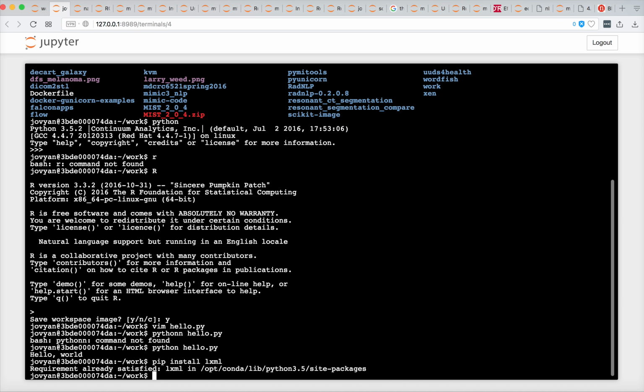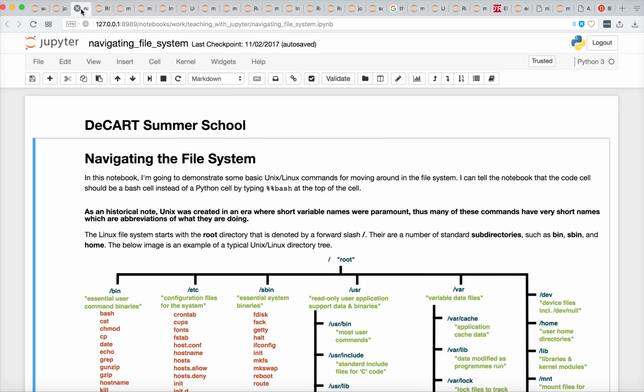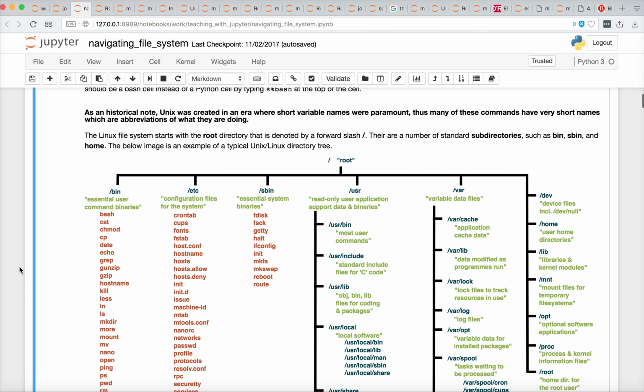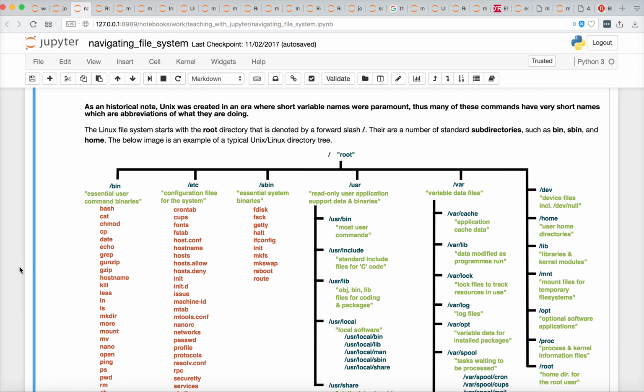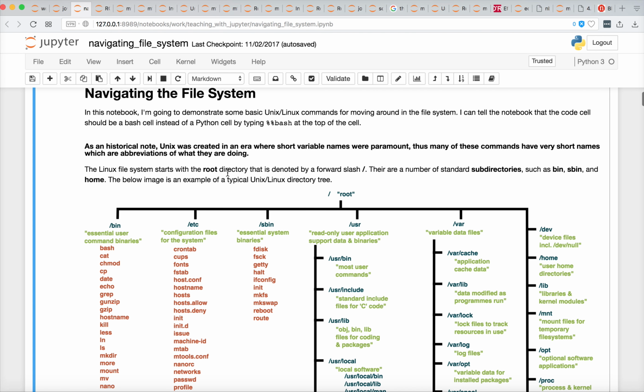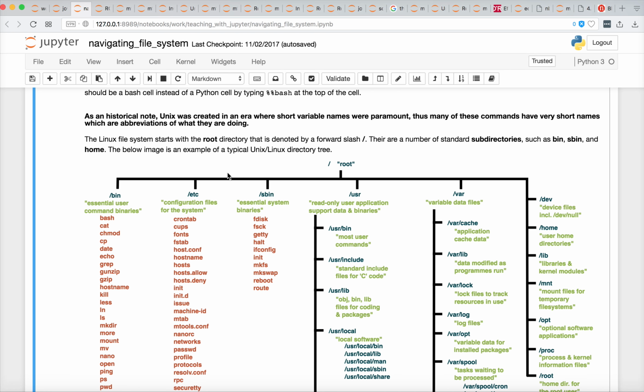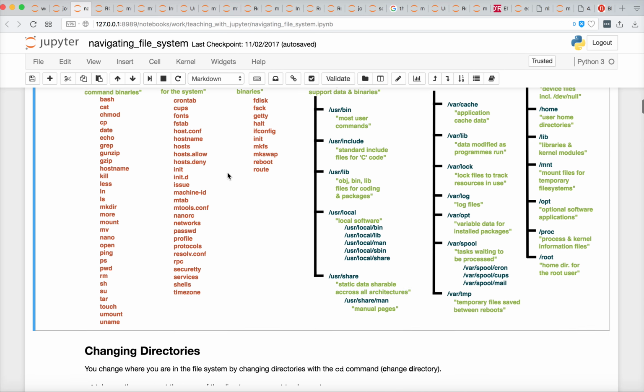with various system commands. Now, when we were teaching the students in our summer school, most of them had never worked in a Unix or Linux environment before. So we actually used a notebook to try to teach some of this material. So here we've got a markdown cell where we're describing what the organization of a typical Unix distribution is.